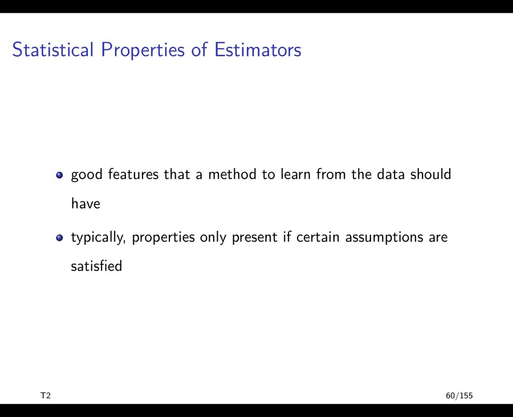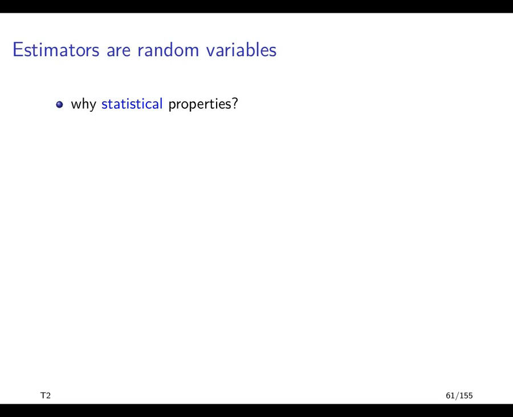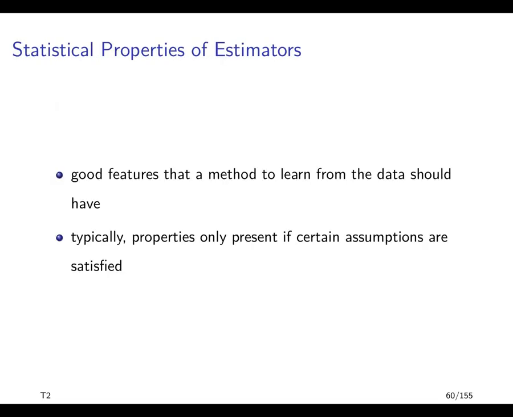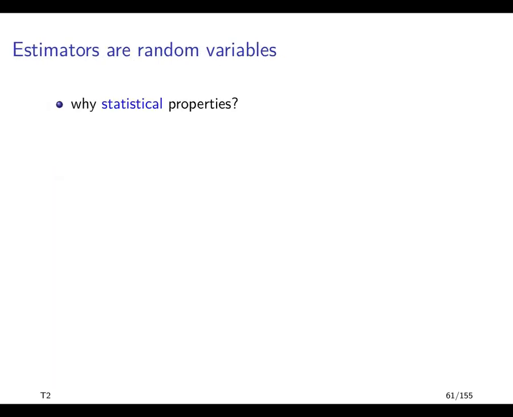So these good properties are statistical properties of the estimator. These are features that a method that we have to learn from the data should have. And we are going to see later that these properties are good, but only present if certain assumptions are satisfied. The first thing that we need to understand about why these properties are statistical properties is that the estimators are random variables. It's a bit strange to think about estimators as random variables, but they are.